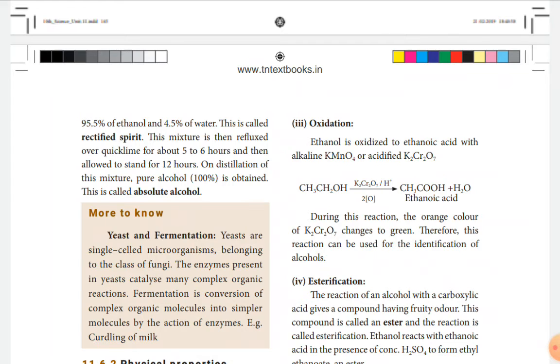So during this reaction, what happens? See, actually potassium dichromate is orange in color. When oxidation takes place, that orange color changes to green. So this kind of principle is applied to identify the alcohol percentage present in the solution, or how much alcohol is present in the blood of drivers or drunkards, which can be identified using this reaction.